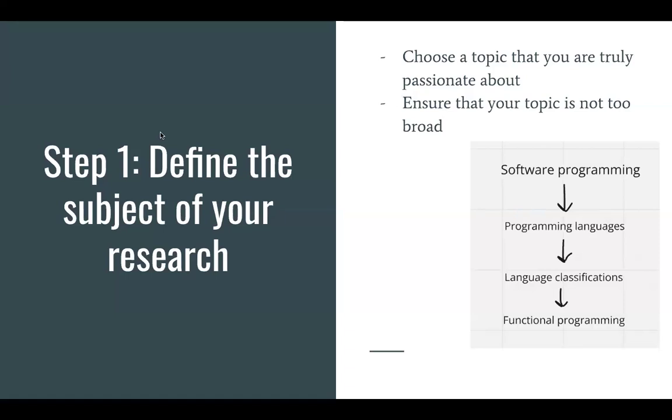That's still pretty broad. Like what type of programming languages are you talking about? Python, R, what does programming languages even mean? And even narrowing that down even more, imagine you're saying language classifications. That's still kind of broad because there can be different types of classifications. There can be object-oriented programming, there can be functional programming, and narrowing it down to functional programming is actually a topic that is specific and that's something that you can actually develop something out of.